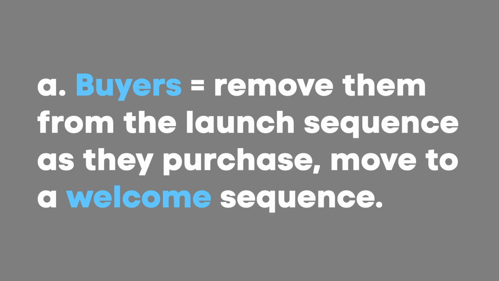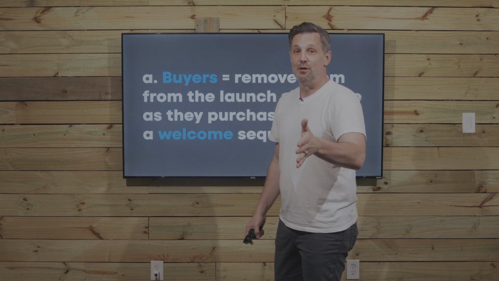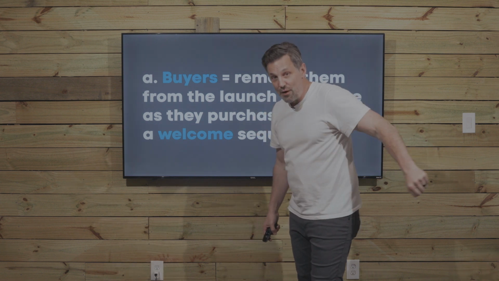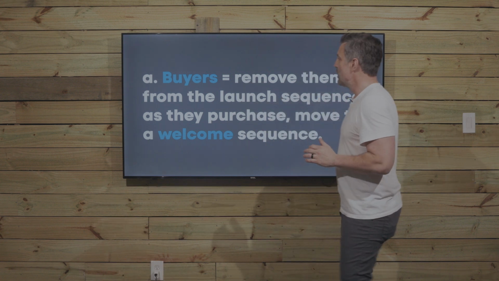First of all, buyers: remove them from the launch sequence immediately. So if they buy it anytime during that launch, you just want to untag them like you do the other people. And as you untag them, you are going to move them into a welcome sequence. Hey, congratulations, you just bought this. I'm so excited. Thank you. The onboarding sequence tells them how to access the course, the book, the membership program, whatever it is that they've just purchased. Okay, so you remove them from the launch sequence. Your email server will do this if you set it up, and you move them into the welcome onboarding sequence.